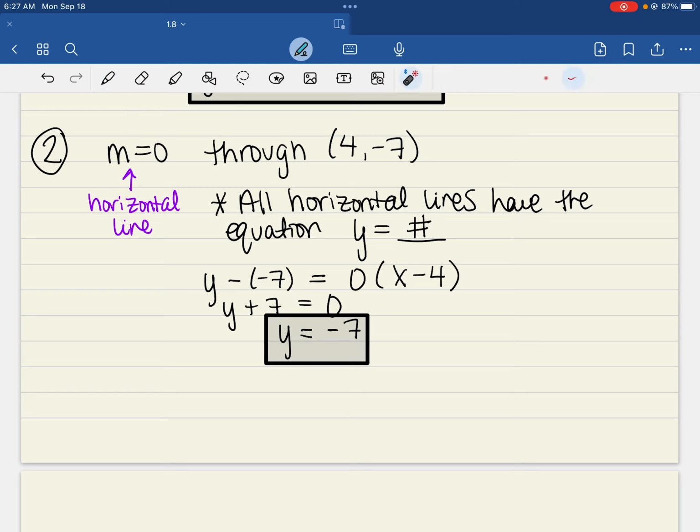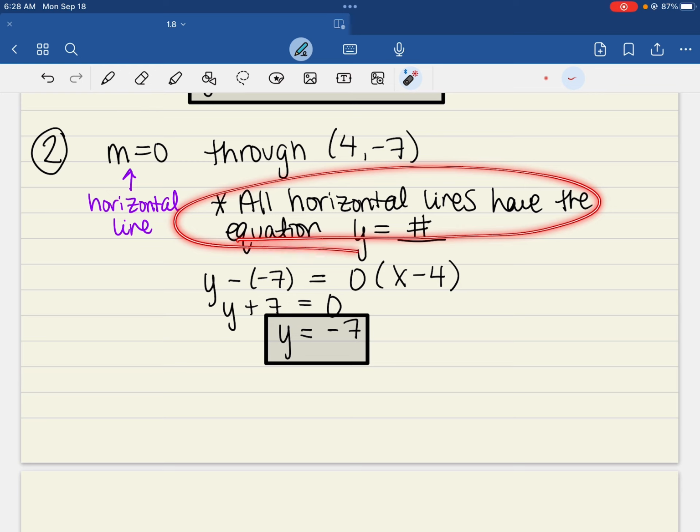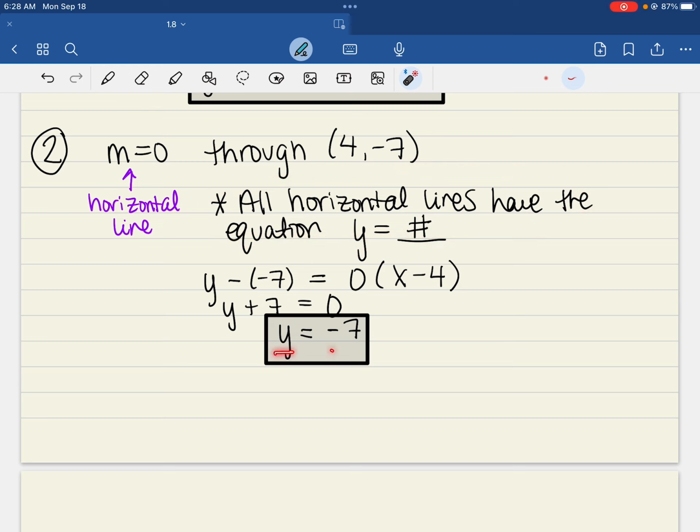Which goes back to the statement we had here, that all horizontal lines have an equation of y equals some number. Now, where does this number come from? Well, it's going to come through the point, right? Whatever point it's going through has to have that value in the equation.